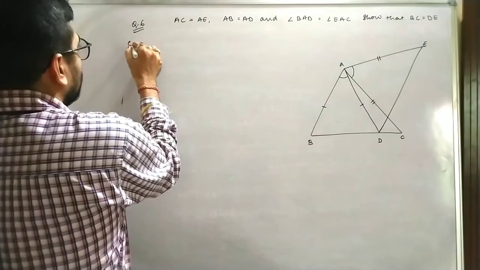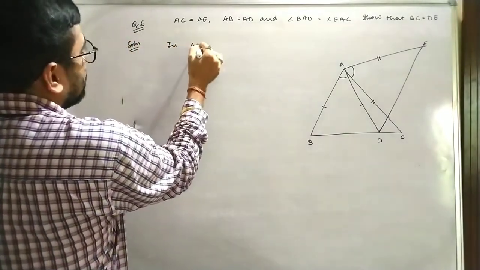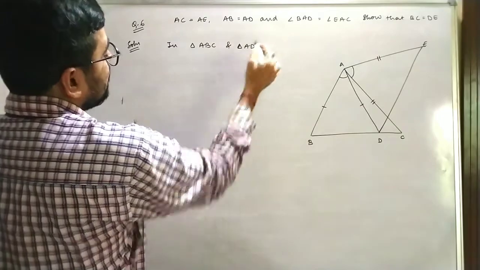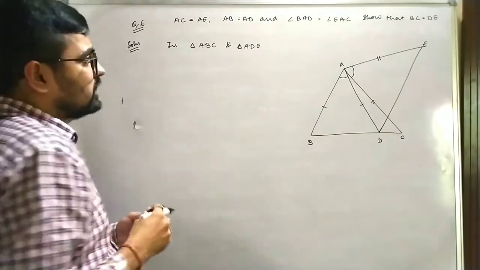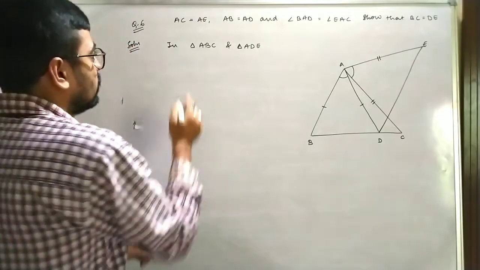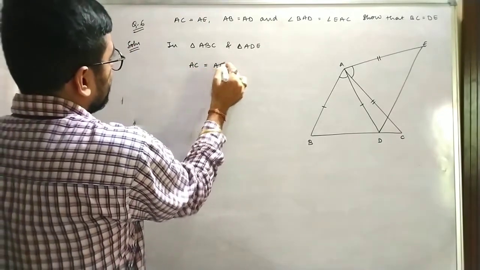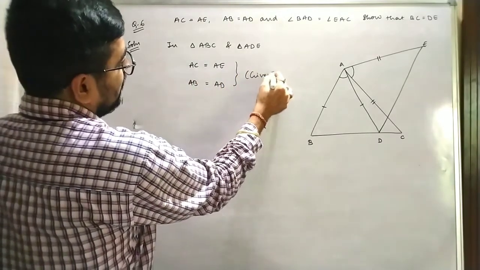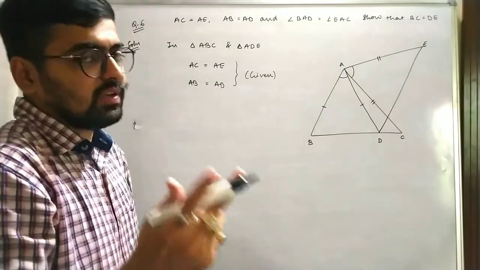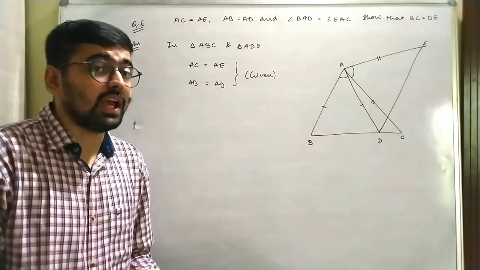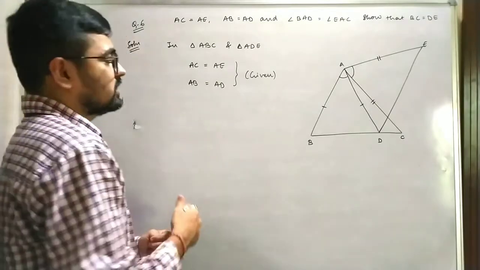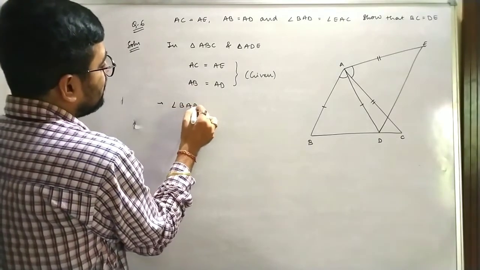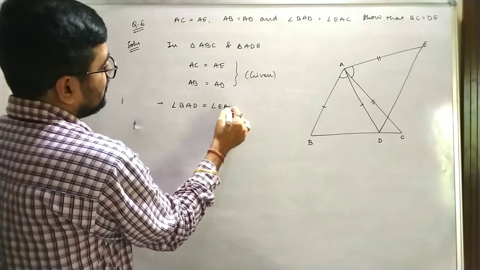So what I am going to do is I am going to go for triangle ABC and triangle ADE. But if we are going for these two triangles, we have two criteria already known to us, that is AC equals AE, AB equals AD. Both of them are given. But with the help of two conditions only, we cannot say they are congruent triangles. We need something else. We definitely need something else. So we have one more data, that angle BAD is equal to angle EAC.